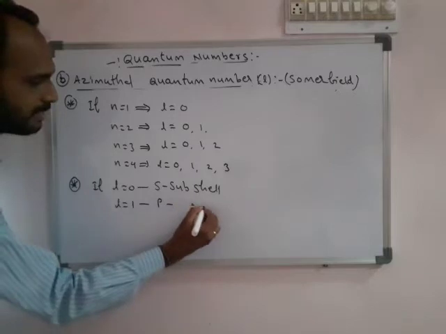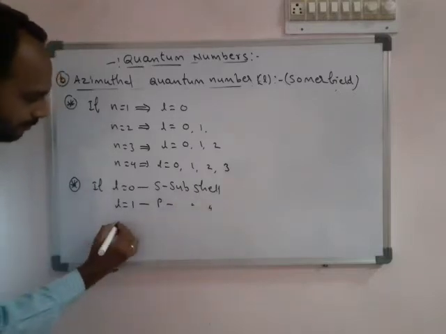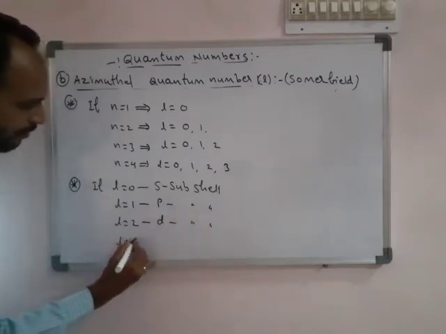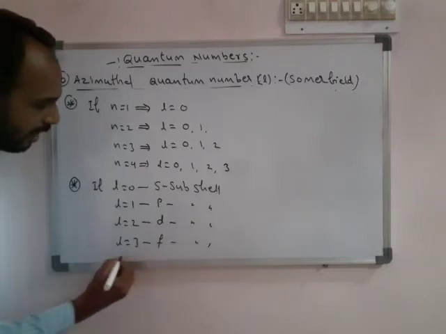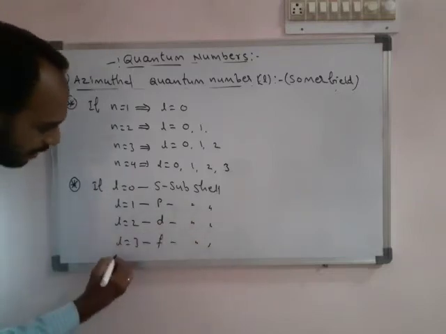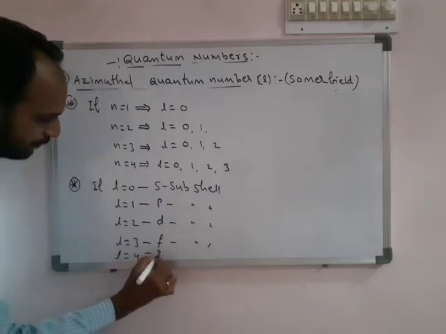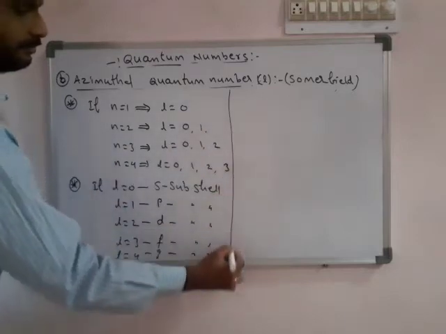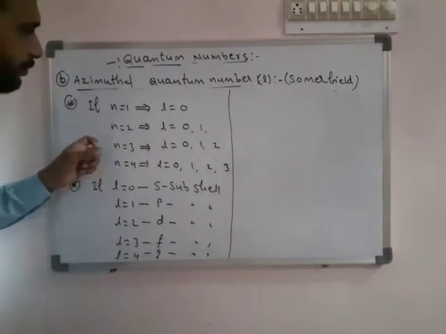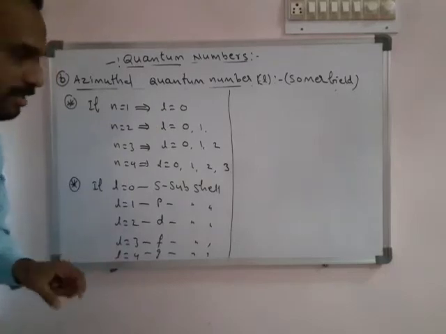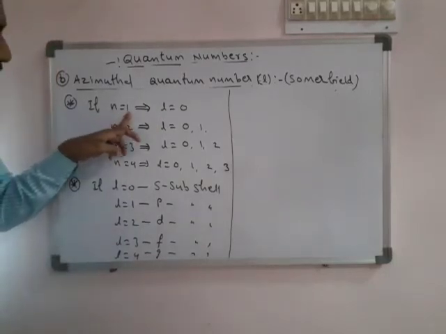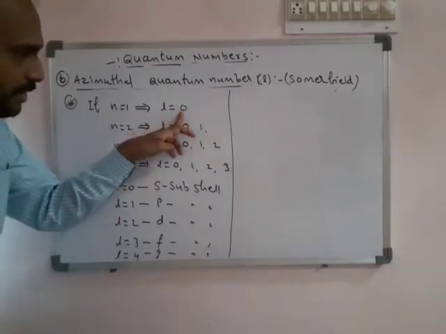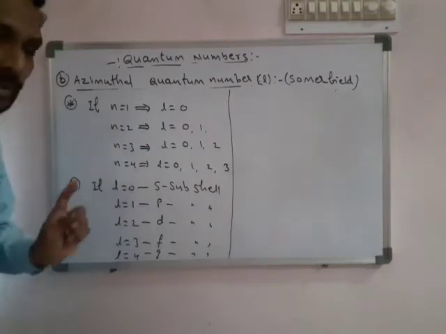If L equals 1, that is known as the p subshell, not the p orbital. If L equals 2, that is the d subshell. If L equals 3, that is the f subshell. If L equals 4, that is the g subshell. So the L value indicates the subshells. For example, if n is equal to 1, in the first energy level, how many subshells are present? Only one value is there, only 0, and only the s subshell is present.